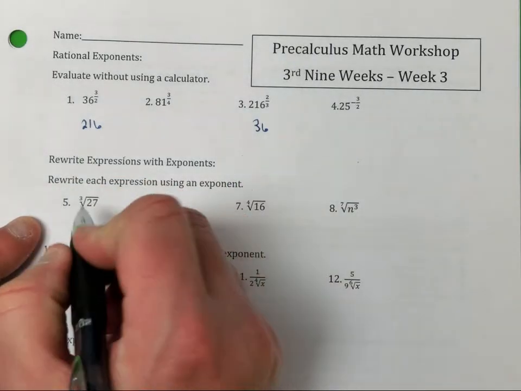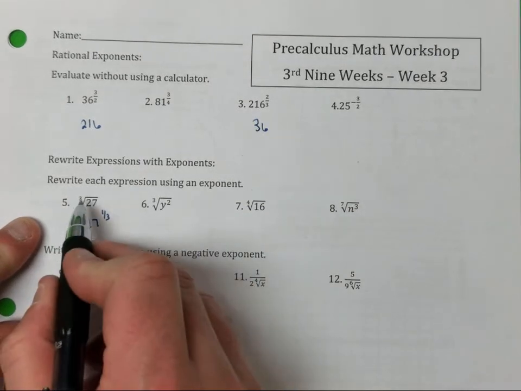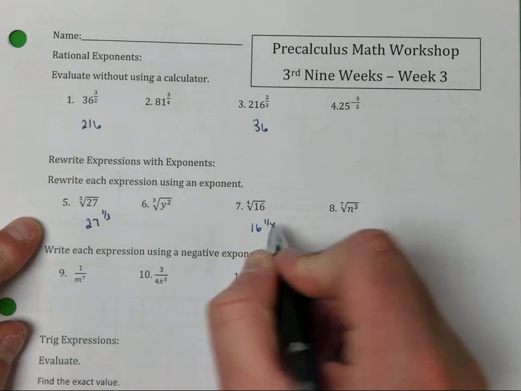Next part says rewrite each expression using the exponent. Okay, you're taking the cube root of 27. You can rewrite that as 27 to the 1/3. This is the root, and it's understood 1 there. Here, this would be 16 to the 1/4.